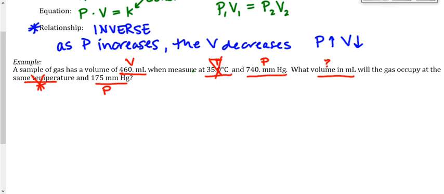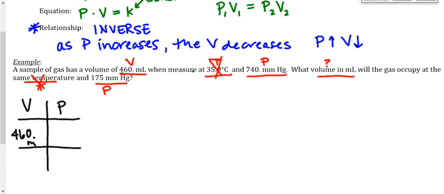So I like to write out these in a little table so I have a very clear layout of what I'm working with. So my first volume, it says, is 460 milliliters. And my first pressure is 740. So these two go together, 740 millimeters of mercury. Okay, so then it says what volume, so I want to know what the volume changes to. Well, my pressure changes to 175 millimeters of mercury.